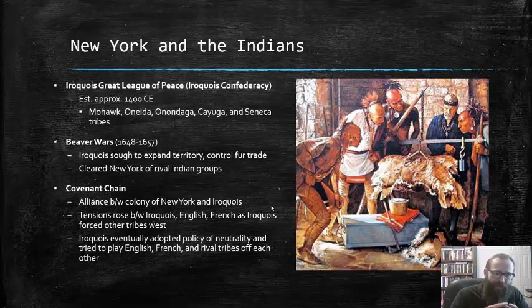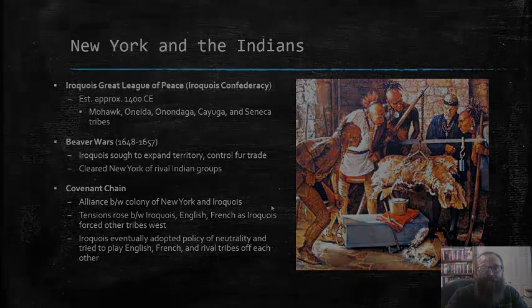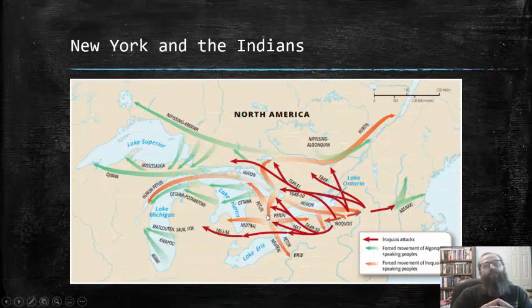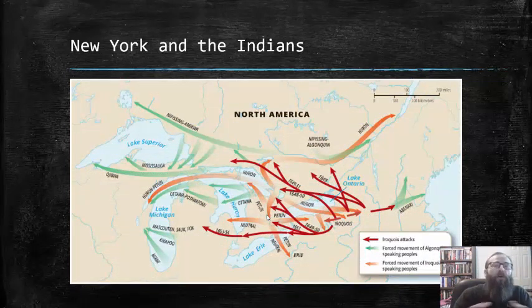Now, due to these tensions, the Iroquois eventually adopted a policy of neutrality, or at least attempted to, and they tried to play the English, French, and rival tribes off of each other, all in efforts to maintain this delicate political and diplomatic balance.